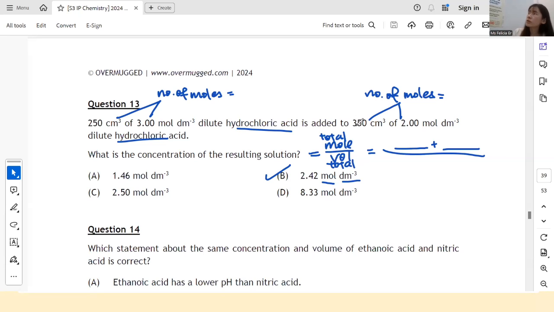For total volume, you add up, it would be 250 plus 350, that is 600 cm cube. Then remember to convert to the SI unit. For chemistry, volume is in dm cube, so convert this to dm cube. So this would be 0.6. Then just press the calculator. By right, the answer should be B.